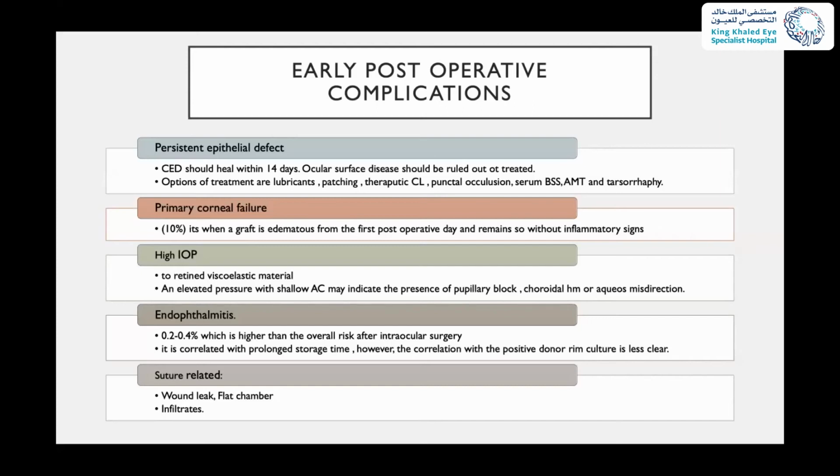Early suture-related complications post-PK may present as wound leak. When that leak is minimal and not causing AC shallowing, or when the only suture track is leaking, then one can observe it using patching and contact lenses for a few days. But if the leak was profuse and leading to shallowing of the AC or flattening of the AC, then this will need an immediate surgical intervention in terms of wound revision and resuturing.